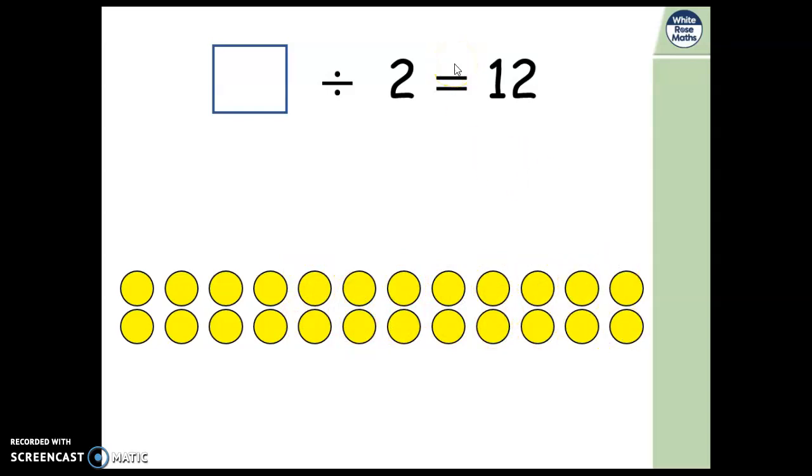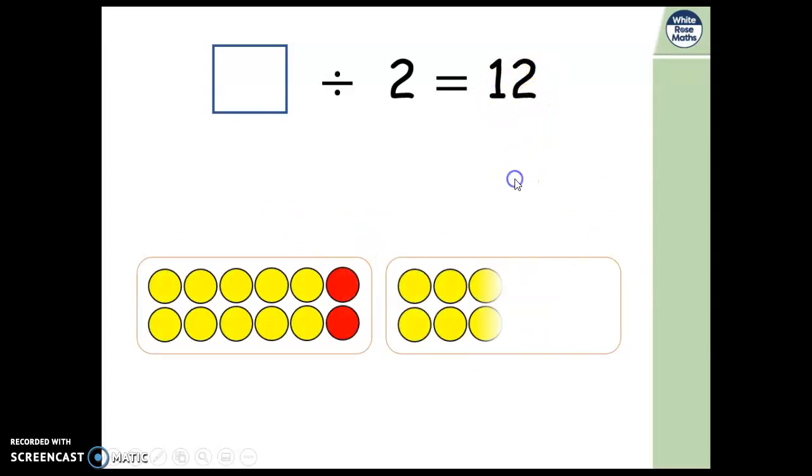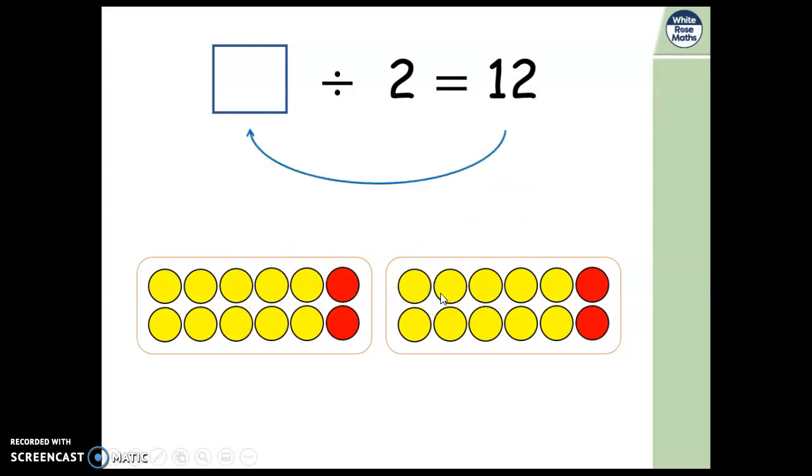Now, again, we can actually use our number knowledge and our times table knowledge to solve this, because if we looked at groups of 2, and we put 12 in each of them, we've got 2 groups, and we put 12 in each. If we then add those together, 12 add 12, 24.